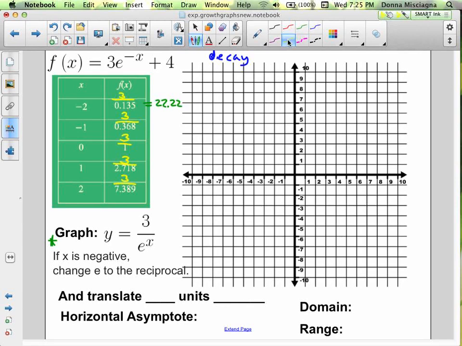So, well, this would be 3 divided by e to the -2. Maybe I should do that on this one. 3 divided by e to the -1. 3 divided by e to the 0. 3 divided by e to the first. And 3 divided by e squared. Look how I use those values that were there. All right, so 3 divided by 0.368.